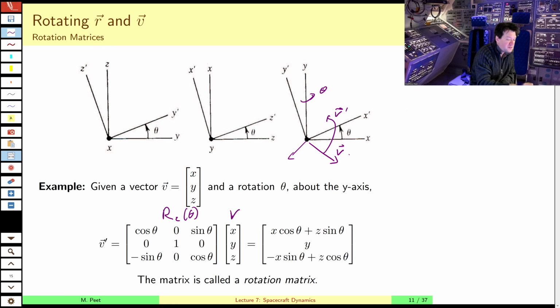Now this V doesn't have to lie in the XZ plane. It could be anything. It could be pointing up into our arbitrary space. But the rotation matrix allows us to compute that new vector, again, using the original coordinate system.